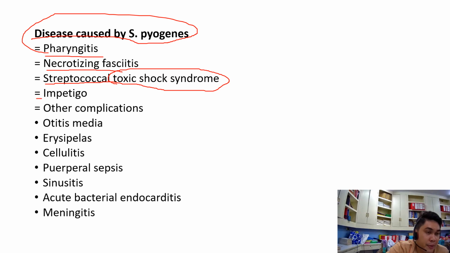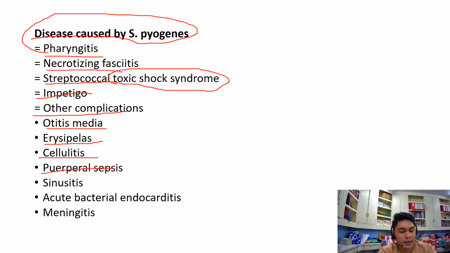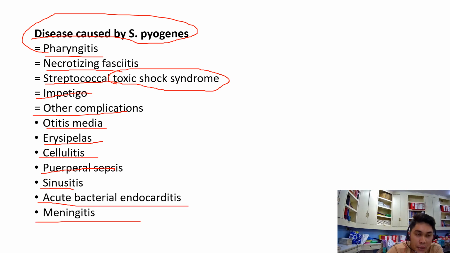Another is impetigo, a skin infection. Other complications you have are otitis media, erysipelas, cellulitis, and puerperal sepsis. Puerperal sepsis is an infection of the genital tract, and it usually occurs after the rupture of the amniotic sac. Another is sinusitis, acute bacterial endocarditis, and meningitis. So these are other diseases associated with S. pyogenes infection.